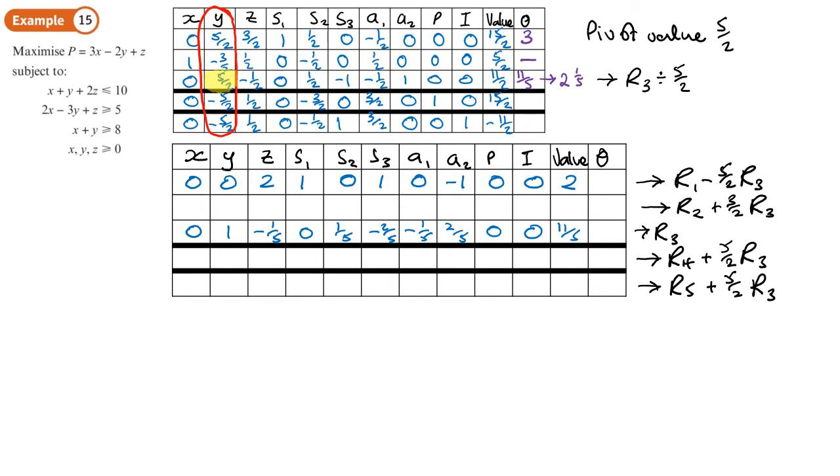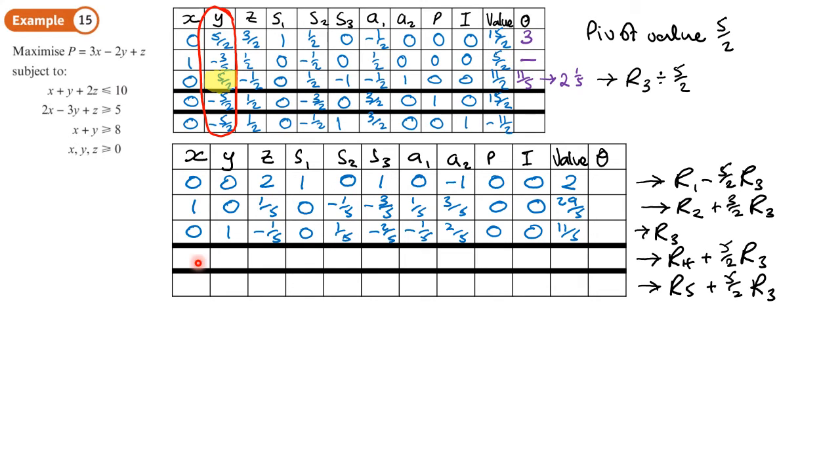In the second row, we will have 1, 0, 1/5, then 0, negative 1/5, negative 3/5, 1/5, 3/5, and then 0, 0, and a value of 29 over 5.